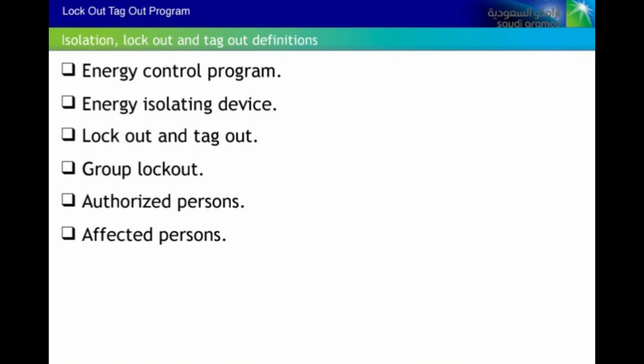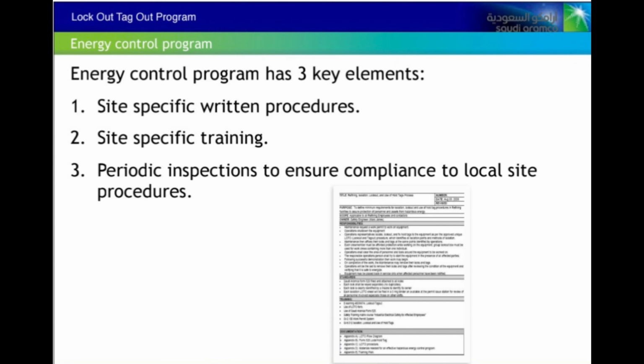Energy control program. Energy isolating device. Lockout and tagout. Group lockout. Authorized persons. Affected persons. Energy control program has 3 key elements: 1, site-specific written procedures, 2, site-specific training, 3, periodic inspections to ensure compliance to local site procedures.